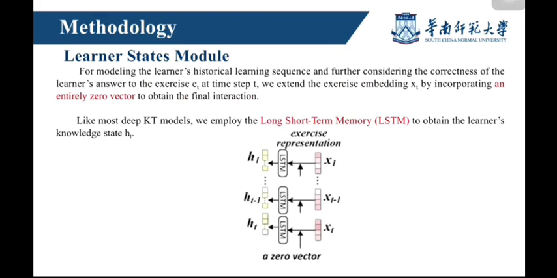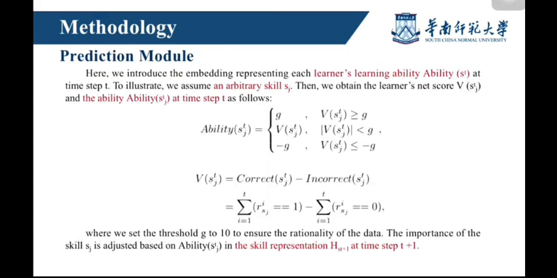For modeling the learner's historical learning sequence and further considering the correctness of the learner's answer to the exercise, we extend the exercise embedding by incorporating an entirely zero vector to obtain the final interactions. Like most deep KT models, we employ the LSTM to obtain the learner's knowledge state. Here, we introduce the embedding representing each learner's learning abilities.